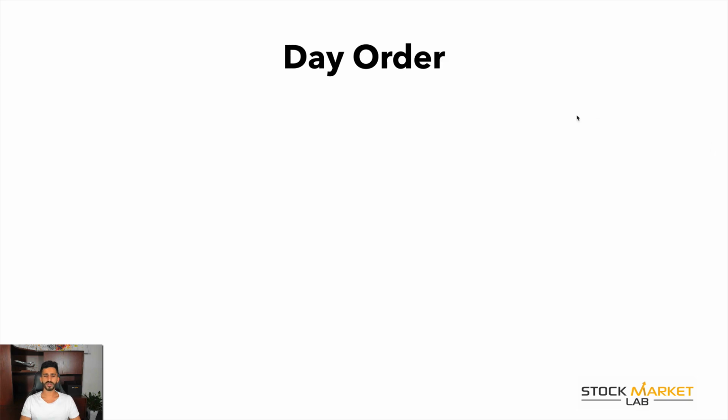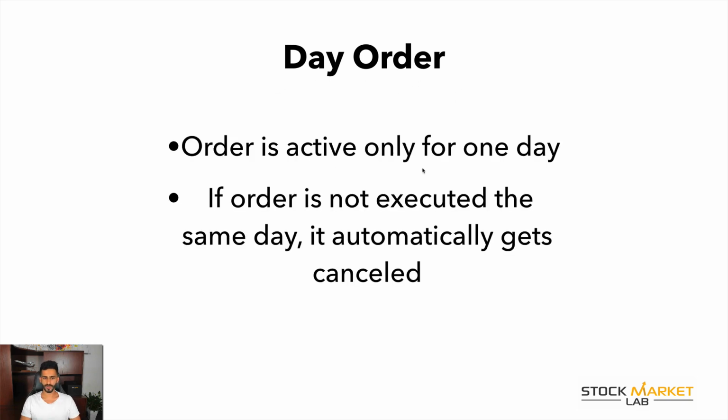Next, we have something called a day order. Now we're on the final step, right? This is where you select how long you want your order open until. So you have something called a day order. This order is only active for 1 day. If the order is not executed the same day, it automatically gets canceled.